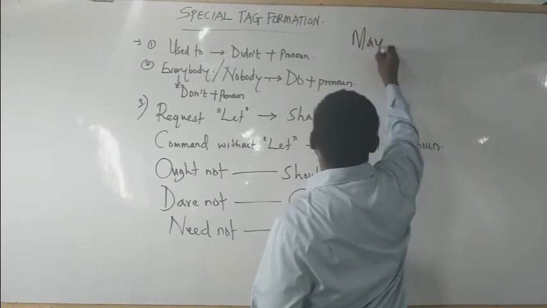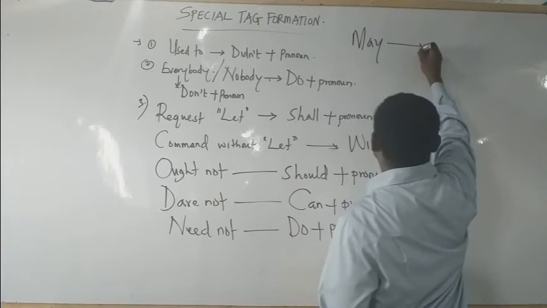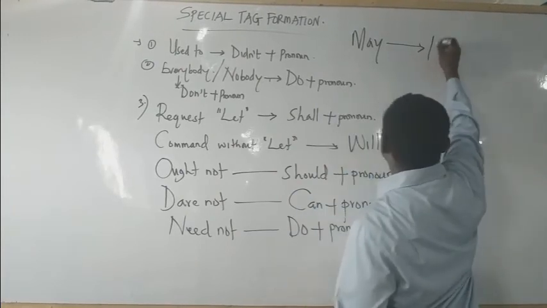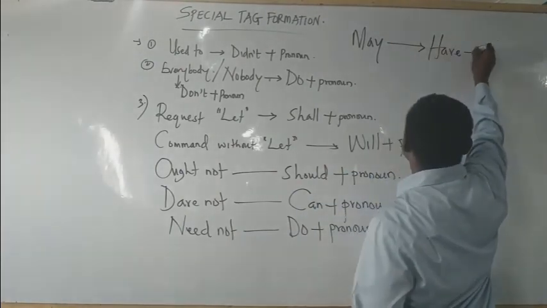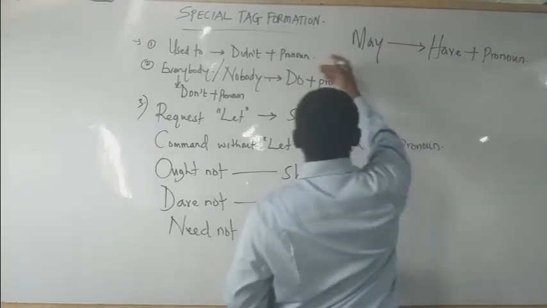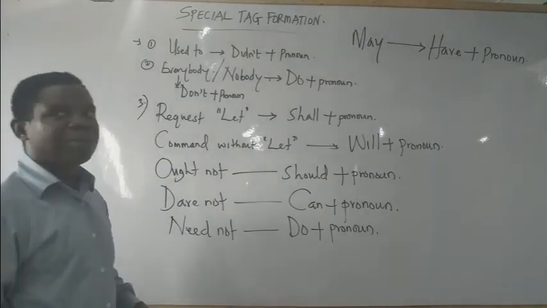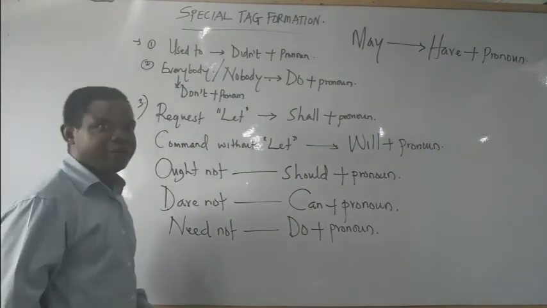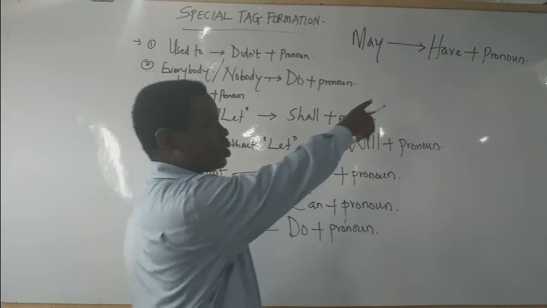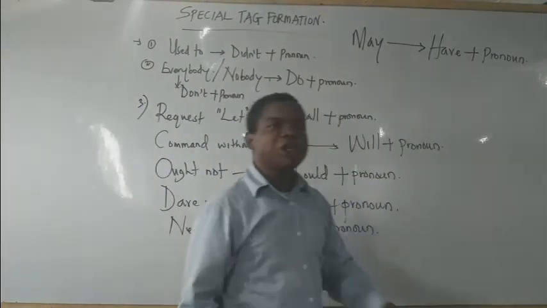And then also, when you use may in a sentence, the question tag will be formed with the use of what? Have plus a pronoun. Yes, you see all these in your WAEC and JAMB past questions. When you have may forming the sentence, the question tag will take what? Have plus a pronoun.